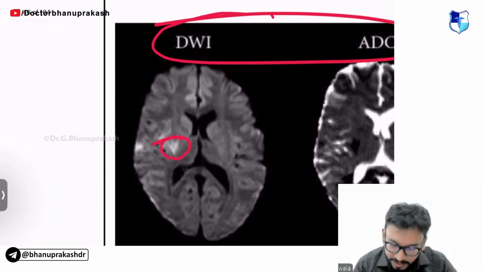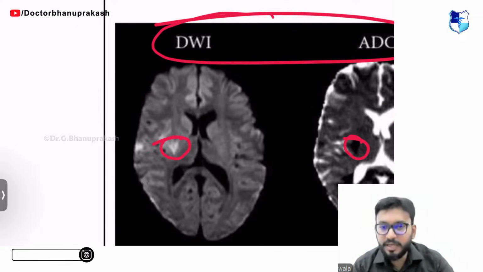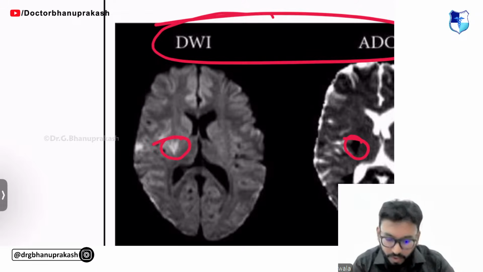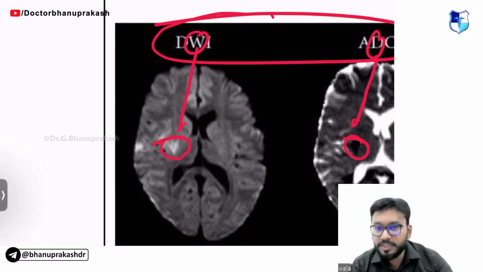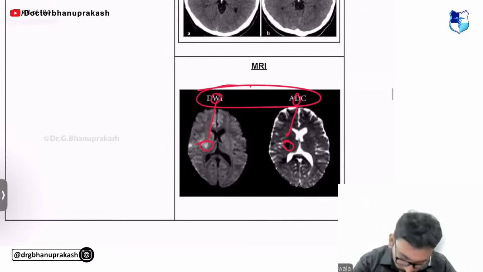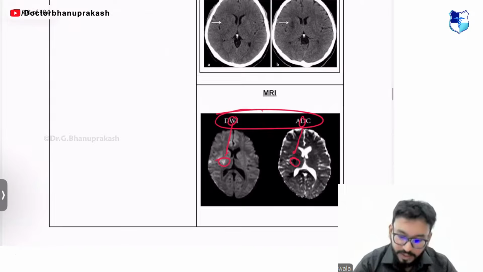You can see hyperintensity here, white, and in a similar region you will see hypointensity on ADC, dark. W means white, D means dark. So on DWI you will see white, and the same region on ADC you will see dark. This is most sensitive for hyperacute infarcts.